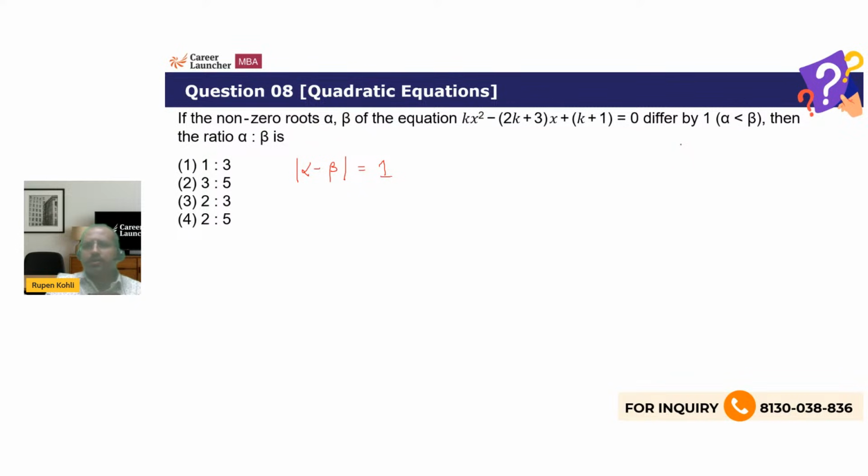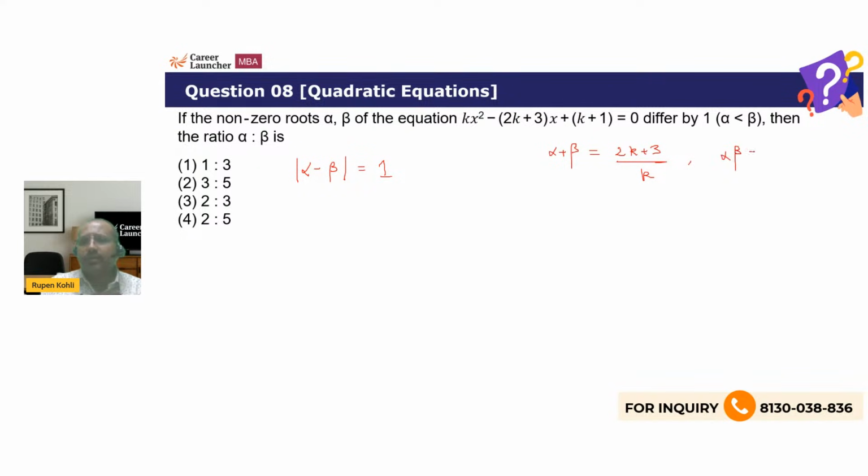Square this, because all you can say is what is alpha plus beta and what is alpha into beta. आपको यही पता है. Alpha minus beta का direct कोई formula नहीं होता है. But you can find that, I mean, in terms of alpha plus beta and alpha into beta. So what is alpha plus beta? 2k plus 3 by k, right?